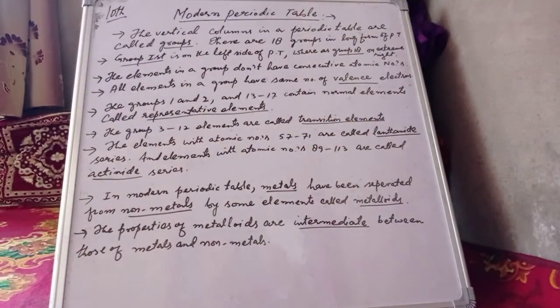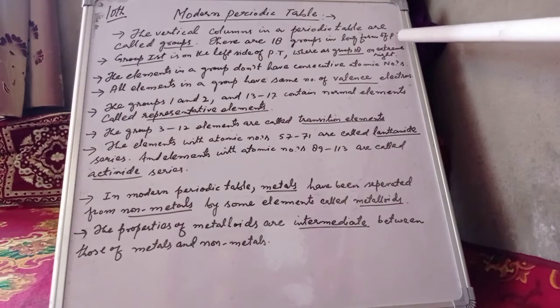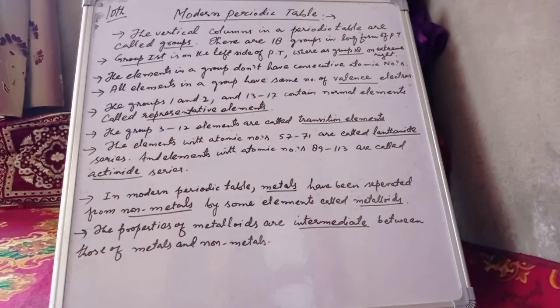Dear students, there are 18 groups in the long form of the periodic table. Here I have represented the periodic table by PT, that means periodic table. So there are 18 groups. You have to get clear with this point: there are 18 groups in the long form of the periodic table. So how many groups? 18 groups. And how many periods? 7 periods in the long form of the periodic table.